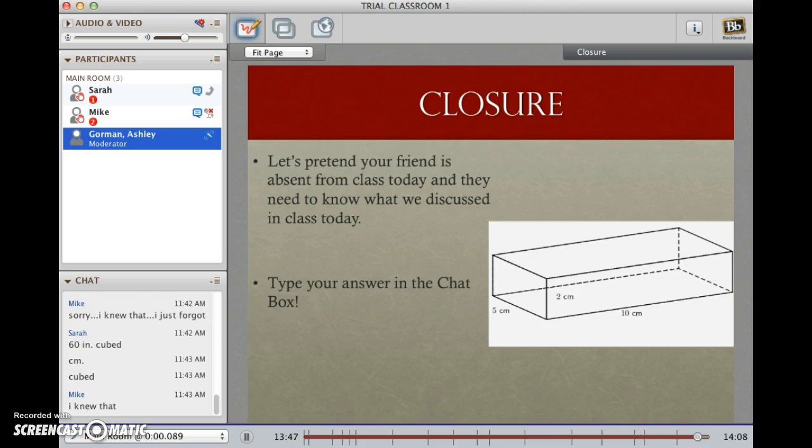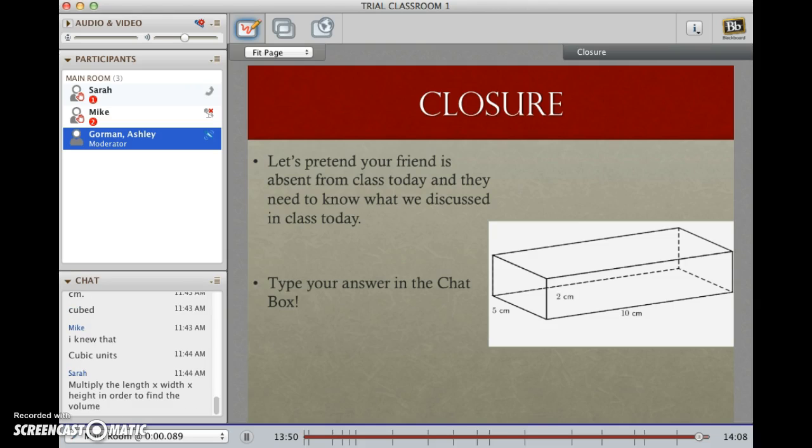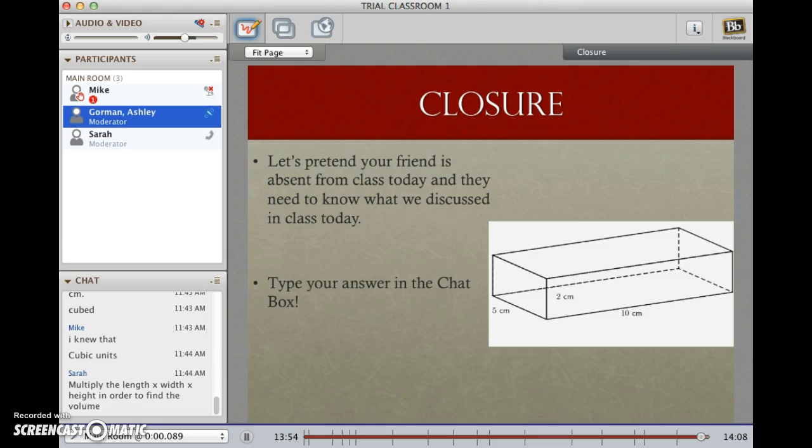They're typing away. Mike's typing away. All right, good. Sarah has that length. Cubic units is what Mike's going to remember to tell Kathy.